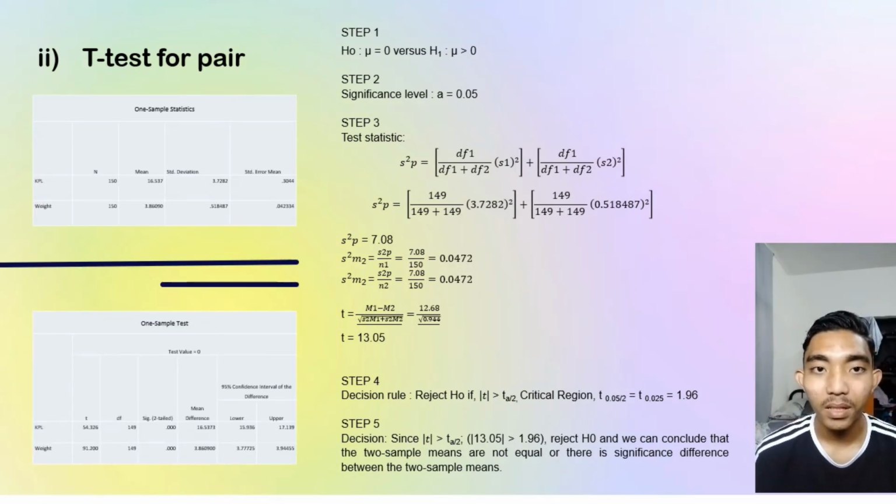T-test for the second pair. Decision rule: reject H0 if T is bigger than Tα/2. Critical region T 0.025 equals 1.96. Decision: since T is bigger than Tα/2, in brackets 13.05 is bigger than 1.96, reject H0, and we can conclude that the two sample means are not equal, or there is a significant difference between the two sample means.